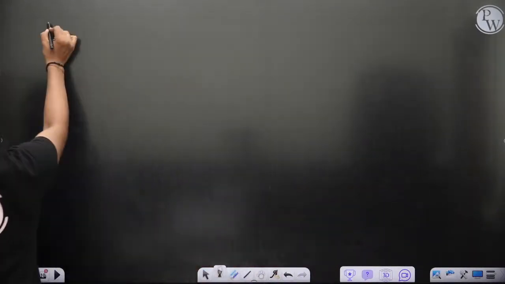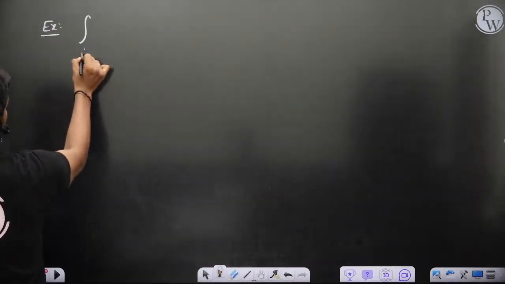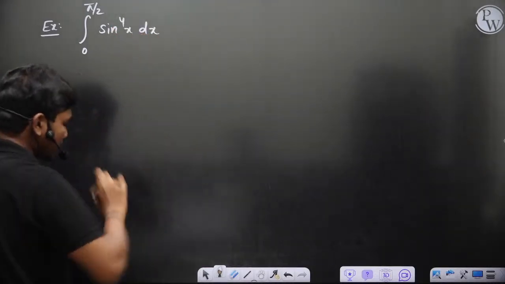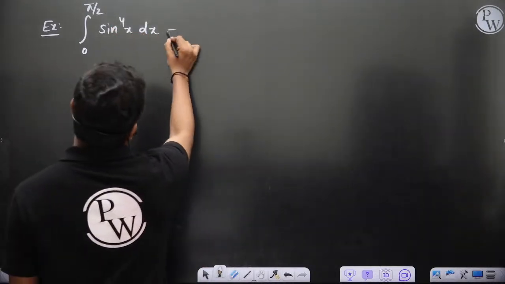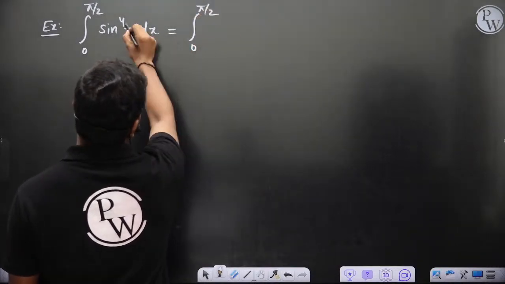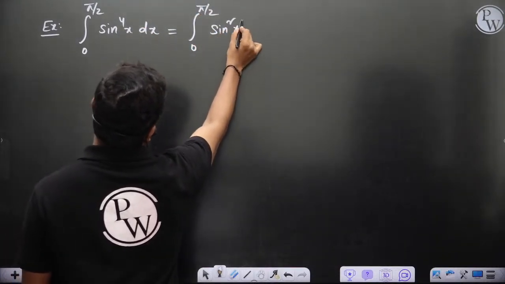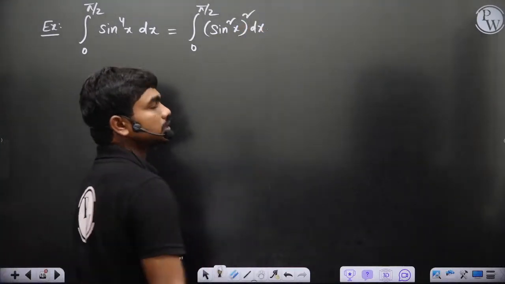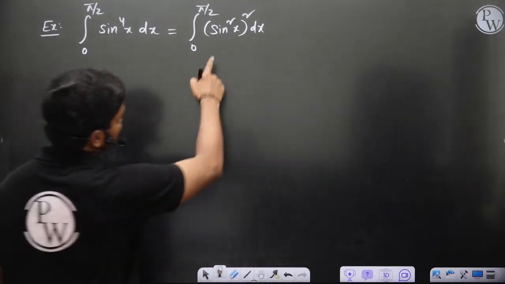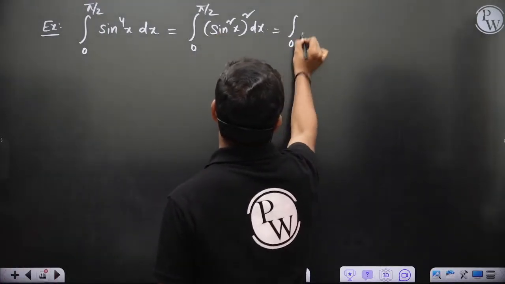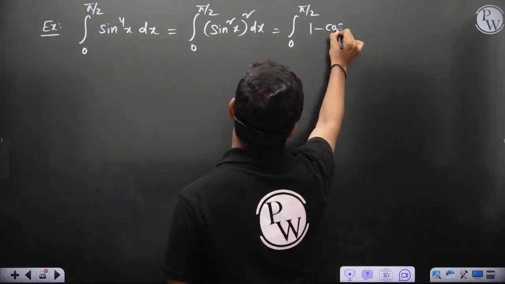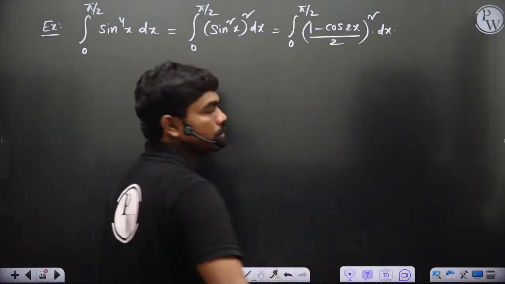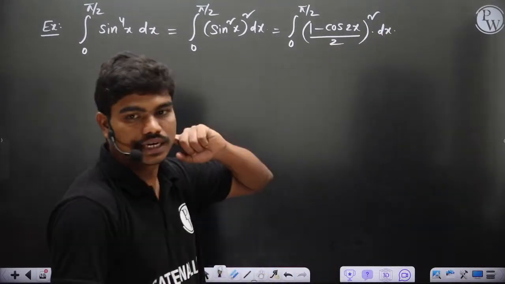Example: if you have the integral 0 to pi by 2 of sine power 4x dx, let's say. Normally the technique you generally follow is, of course, to write the integral 0 to pi by 2 of sine power 4x as (sine square x) whole square dx. And you can write this sine square x as (1 minus cos 2x) by 2, so the integral 0 to pi by 2 of ((1 minus cos 2x) by 2) whole square dx. This is what you'll normally write if you want to solve this integration of sine power 4x.